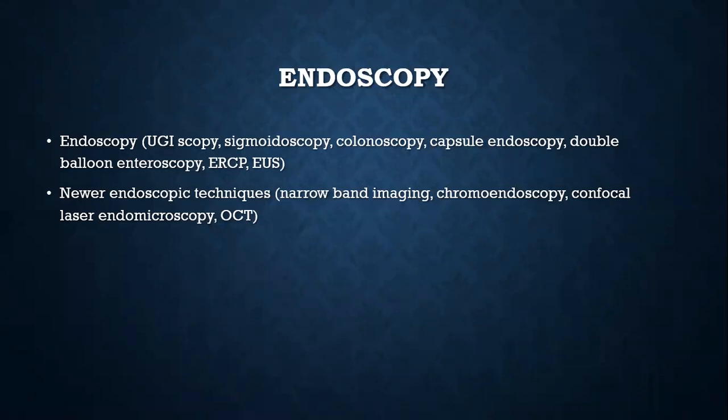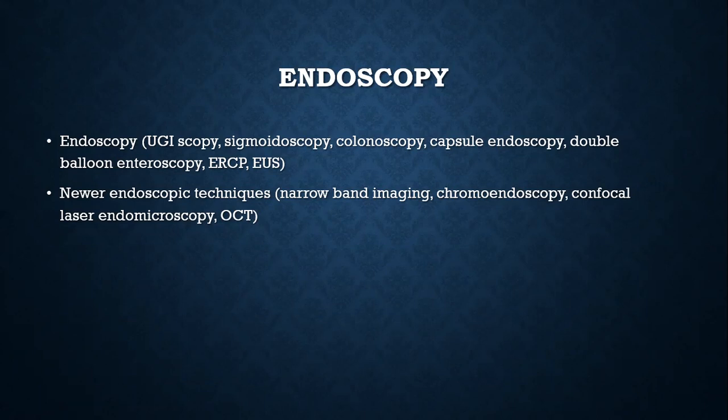Some special techniques of endoscopy include double balloon enteroscopy. One endoscopic procedure is endoscopic retrograde cholangiopancreatography, where this is an endoscopy to look at the biliopancreatic duct. We can do ultrasound endoscopically also, that is endoscopic ultrasound. This is one investigation to look for pancreatic tumors, pancreatitis, etc. So some newer endoscopic techniques are also used.